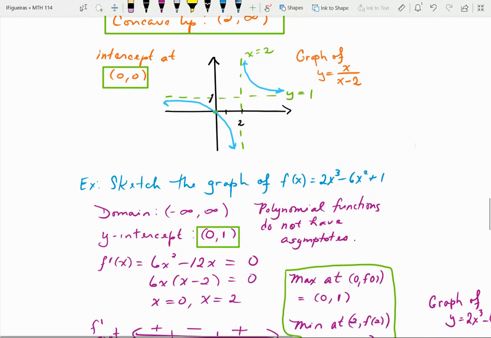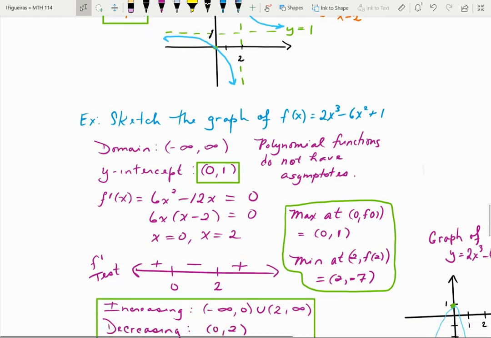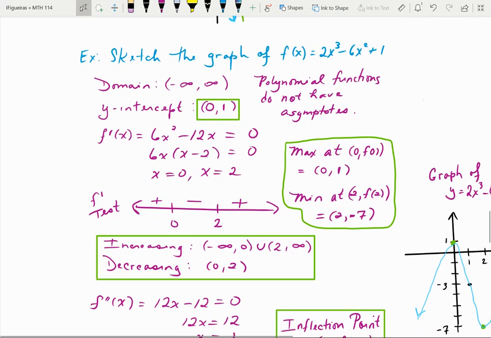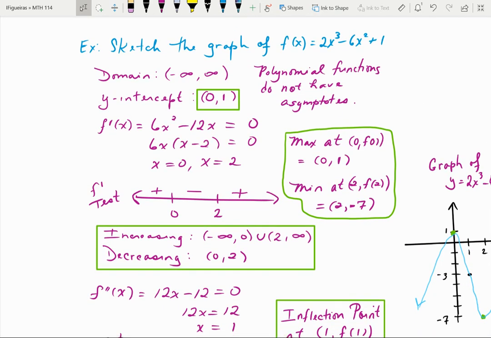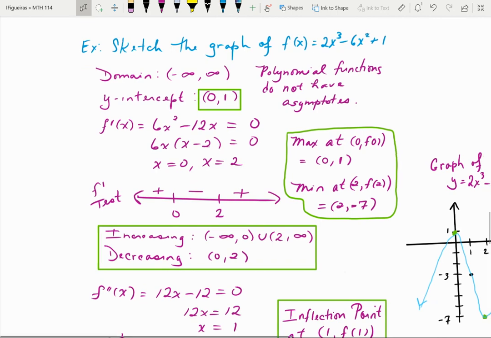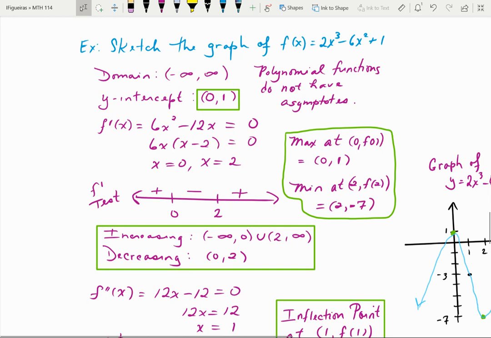All right, so here's another one. This is a polynomial. So we want to sketch the graph of f of x equal to 2x cubed minus 6x squared plus 1. So with polynomial functions, you will not have any restrictions on the domain. So your domain is all real numbers. Also, polynomial functions do not have asymptotes. So no asymptotes for us to worry about.